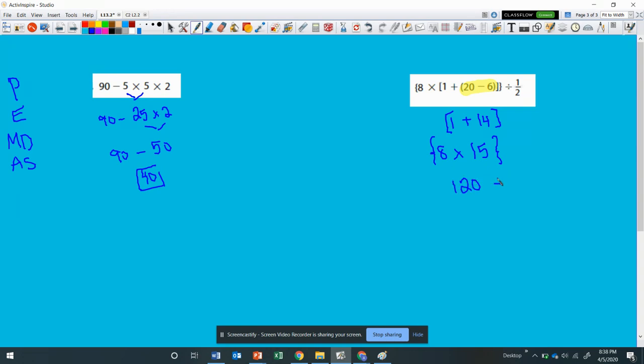And then it says divided by a half. Okay, I want to remind you what we do when we've got fractions and we're dividing. Make everything into fraction form, then keep, change, flip. Everybody should know how we're dividing fractions. And my answer is 240. Okay, have at it.